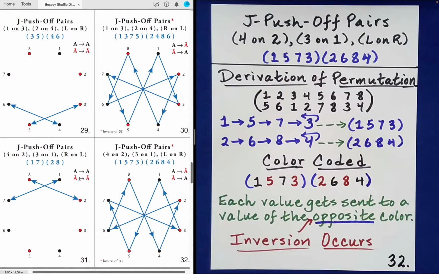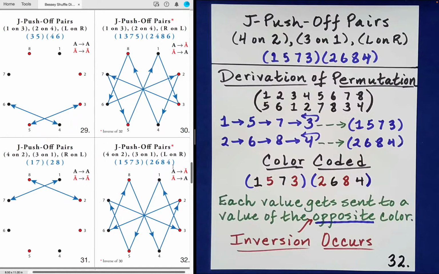And finally, taking a look at the shuffle diagram for shuffle 32, we find the following. 1 goes to 5, which goes to 7, which goes to 3, which wraps around to 1. So that means if we start at 1, we should have an arrow that goes from 1 to 5, 5 to 7, 7 over here to 3, and then an arrow from 3 to 1, completing that cycle. And we say that those 4 values are members of the same orbit.